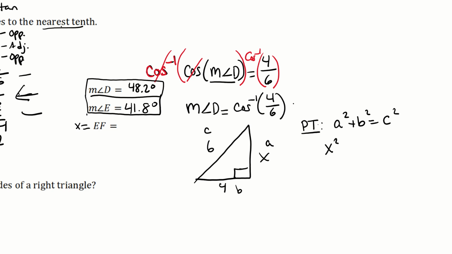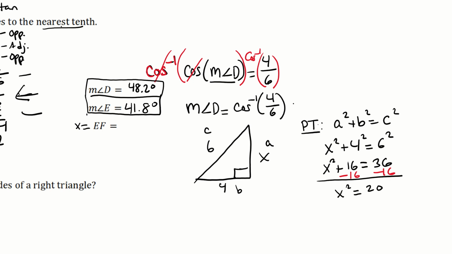So here we got x squared plus 4 squared equals 6 squared. So we got x squared, 4 times 4 is 16, 6 times 6 is 36. Now I'm going to subtract 16 on both sides. We get x to the second power equals 20. And I'm going to take the square root of both sides. That's the only thing that can get rid of the squared. So that cancels, and we get x is equal to the square root of 20.